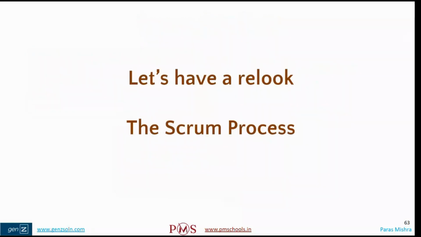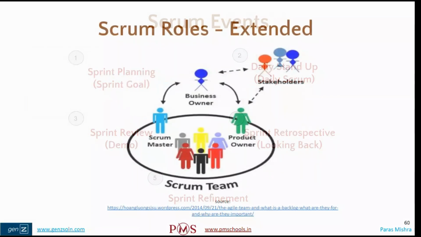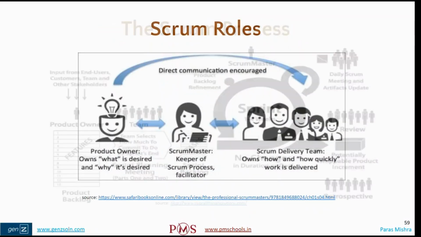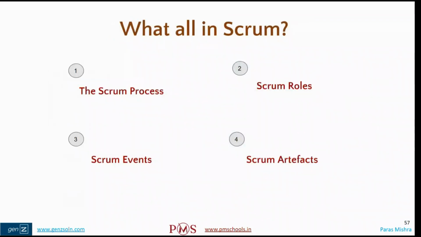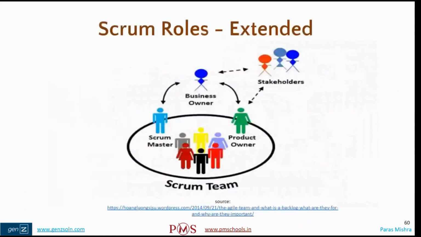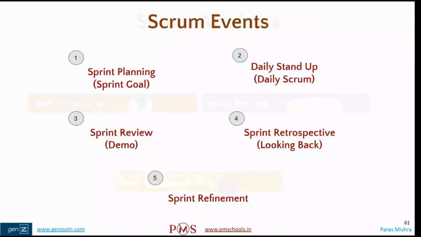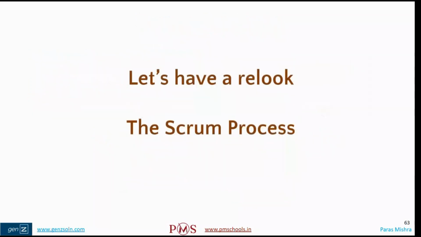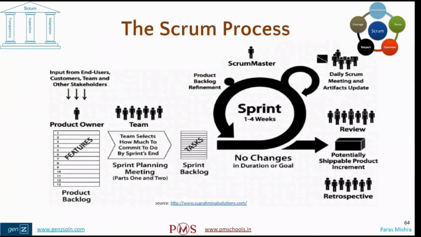Okay. Now let's have a relook at the Scrum process overall. You understand what is all Scrum. These four things are Scrum. So we discussed in detail. Let's see whether the Scrum process, whatever we are preaching, is there or not. So what I did, I put the pillars and the values here. Let's see whether this is there or not.